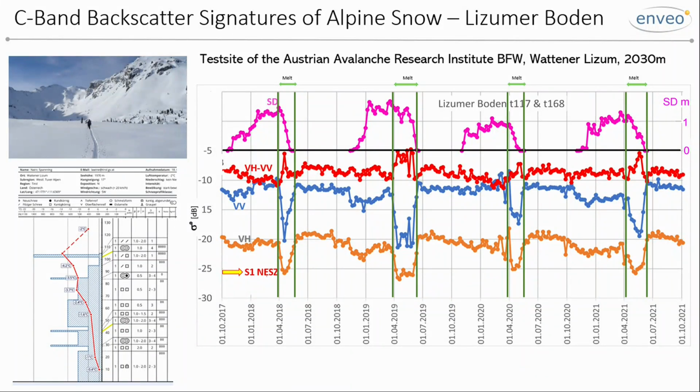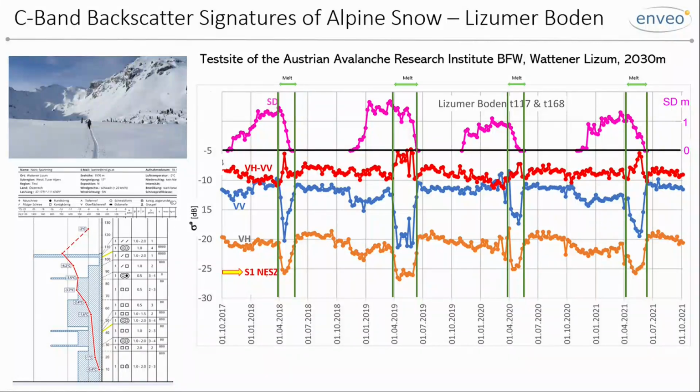When we intercompare this on the time series, in the first winter we have about 1.5 meters of snow. There's a decrease of VH. VV increases slightly and VH stays more or less constant during the period. We have a very strong signal when there is a melt.